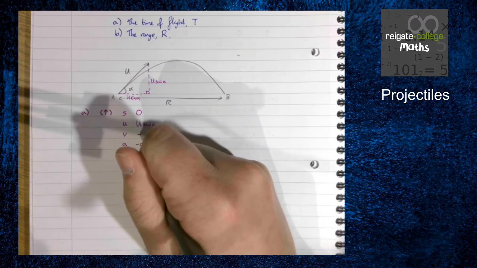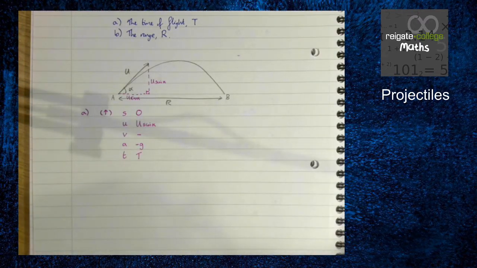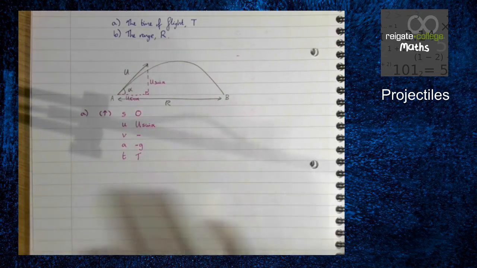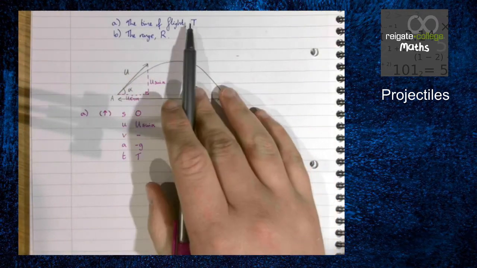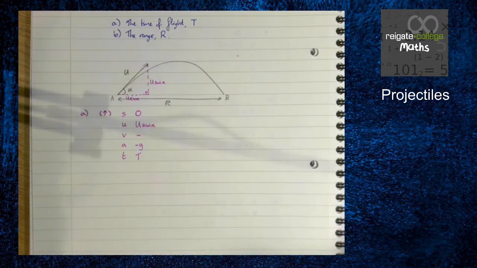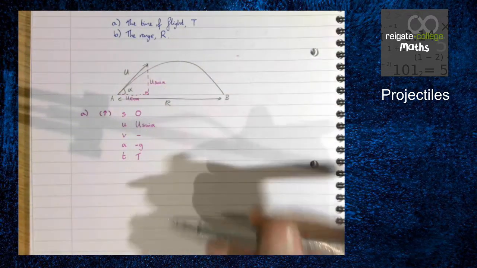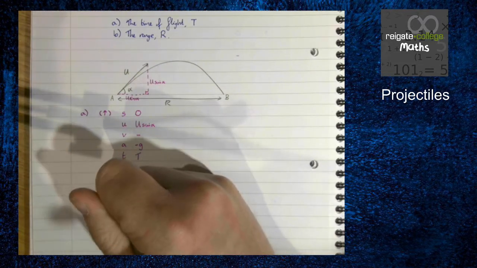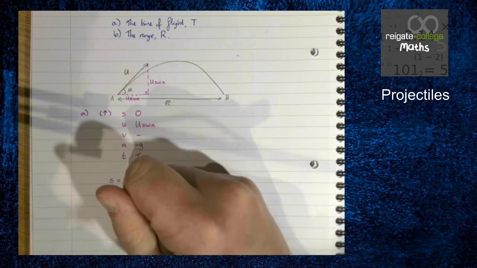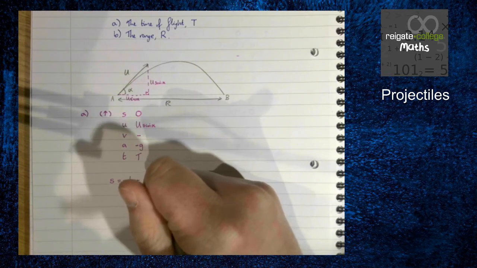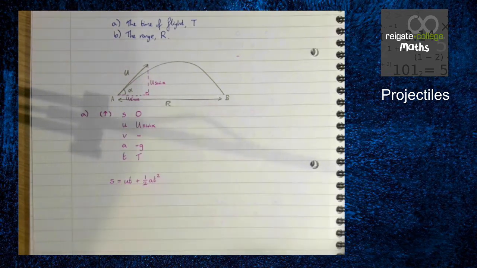So this is really important because we're using only letters. We've got no numbers in there. We need to make sure that we are using all of the letters that we are told to use. And in fact, if you use lowercase t for this question, you would get it wrong because you are told specifically the time of flight is capital T. Now we've got all this, it's just a case of using the suvat formulae. Again, we don't have v, so we are going to use the formula s equals ut plus a half at squared.